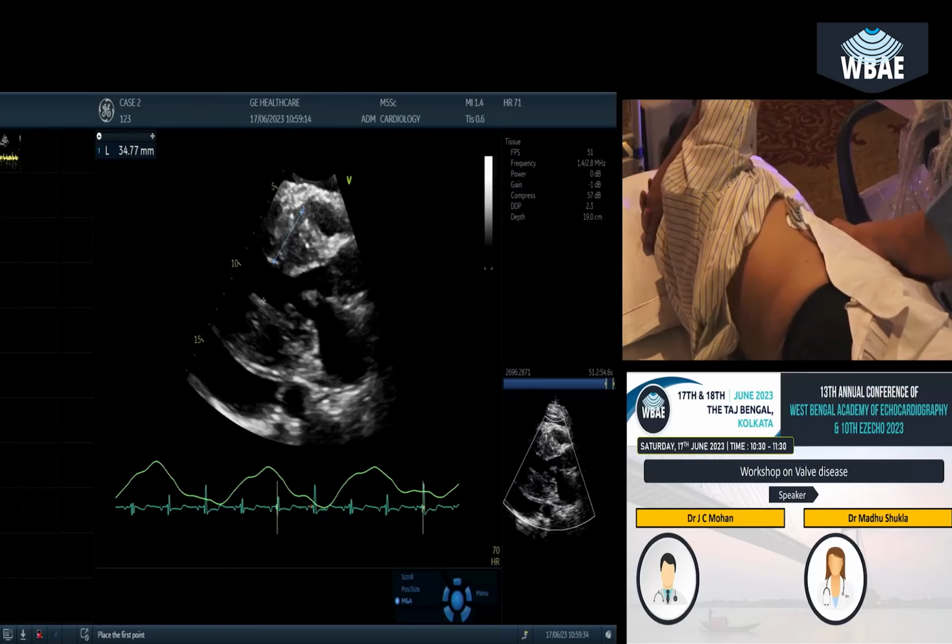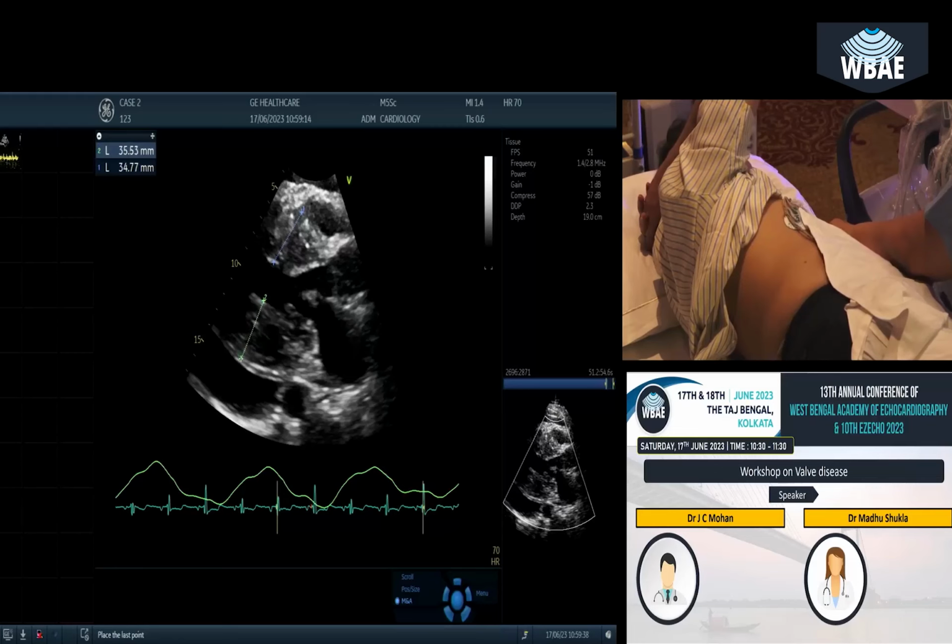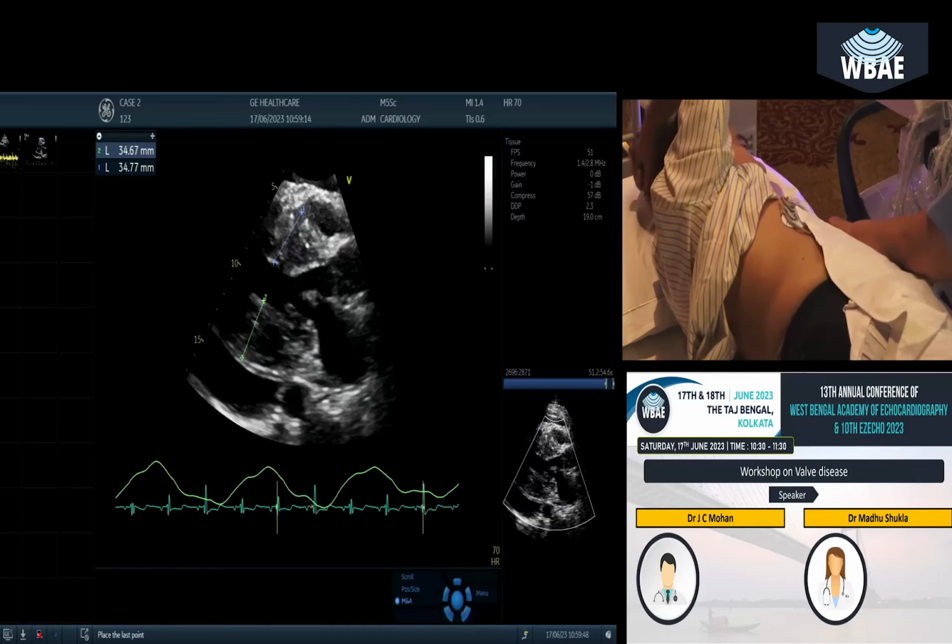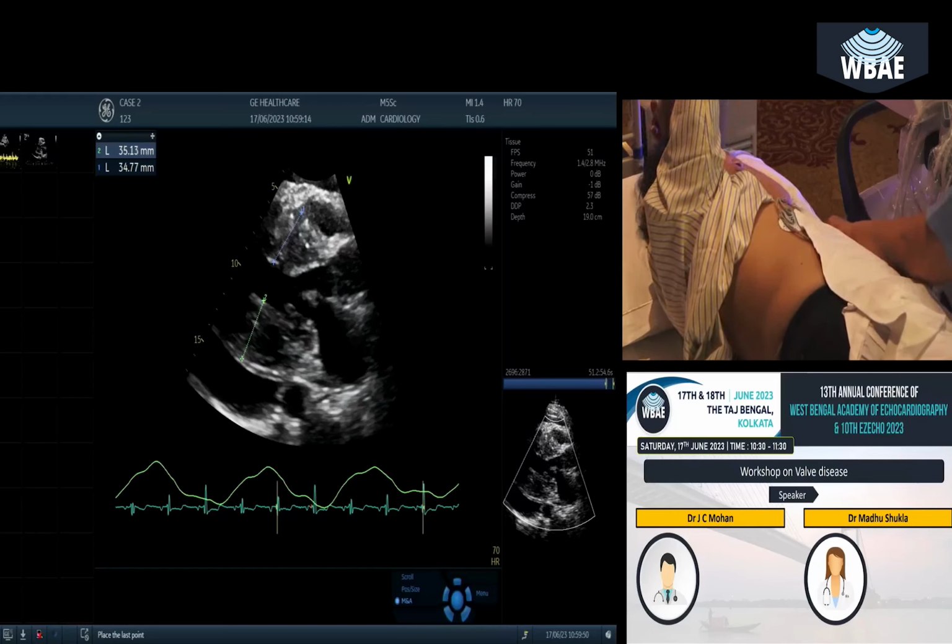So she has 34 millimeter in diastole in the anterior interventricular septum, and she has the same in the infralateral wall, also called the posterior wall. She is measuring a little beyond the mitral valve, which is fine. But you see a large pericardial effusion.